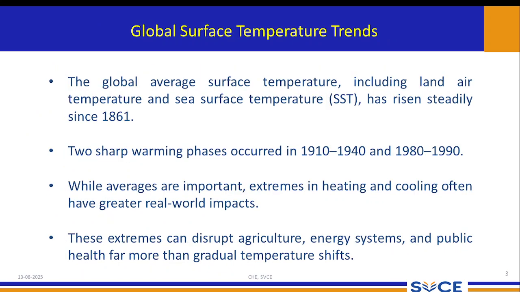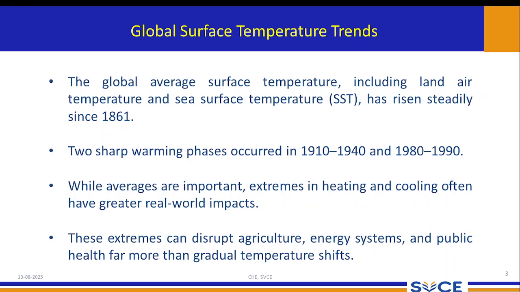Global surface temperature trend. The global average surface temperature, including land air temperature and sea surface temperature, has risen steadily since 1861, before industrialization, because of human-made activities. Since it started around 1861, it has been found that there is a steep increase not only in the sea surface temperature, but also in the land air temperature. Two short warming phases occurred, in 1910 to 1940 and 1980 to 1990. This we have discussed already.